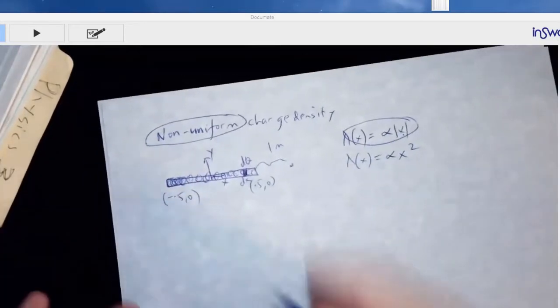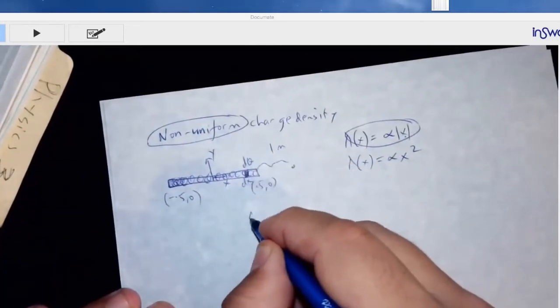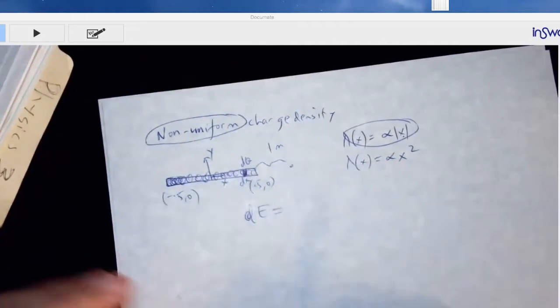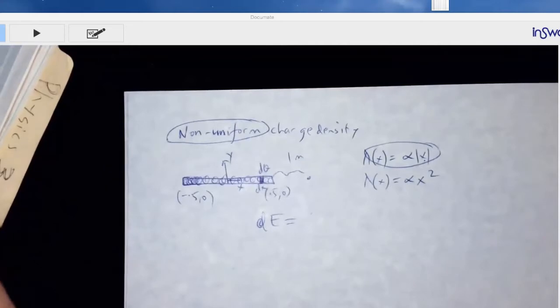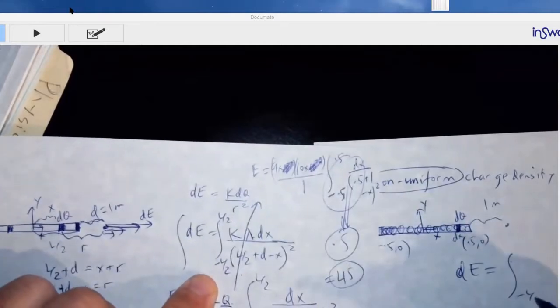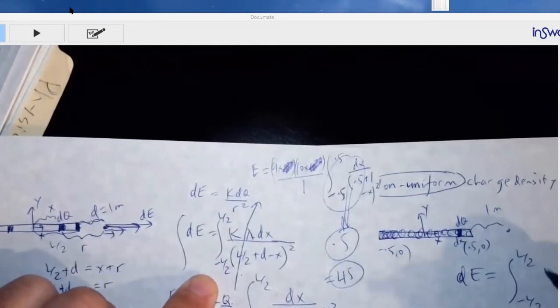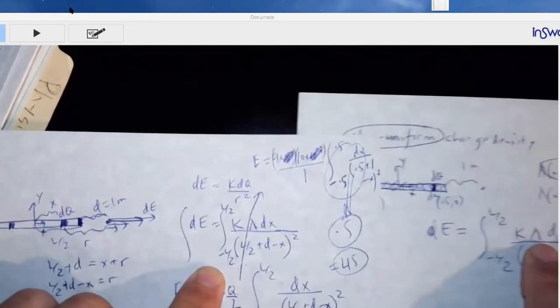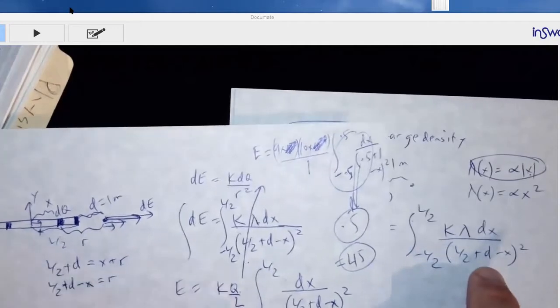So how do I set it up? I do the dE, I'm going to start from wherever I had the other one. You see how I had this one? Negative L over 2 to L over 2, k lambda dx over (L over 2 plus D minus x) squared. So that's still true. This part is still true.